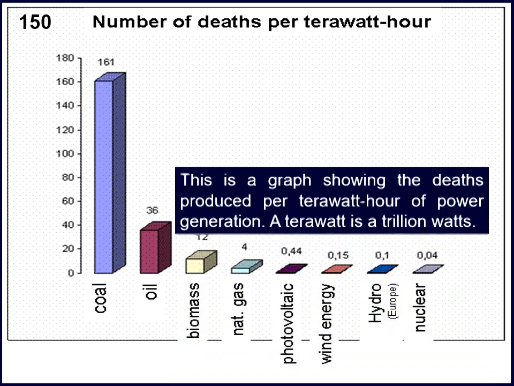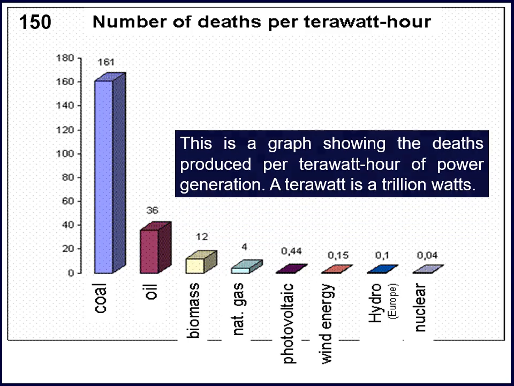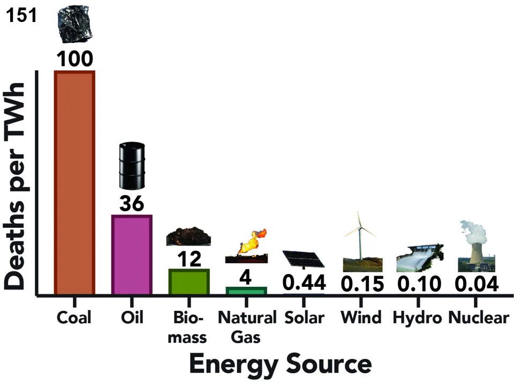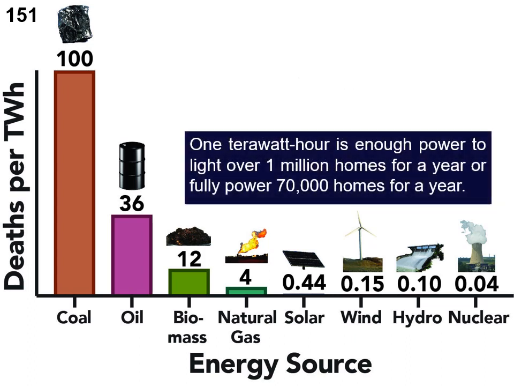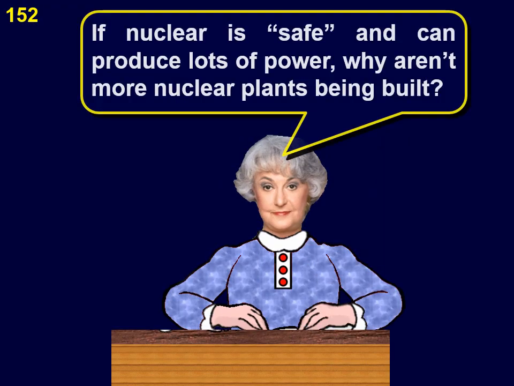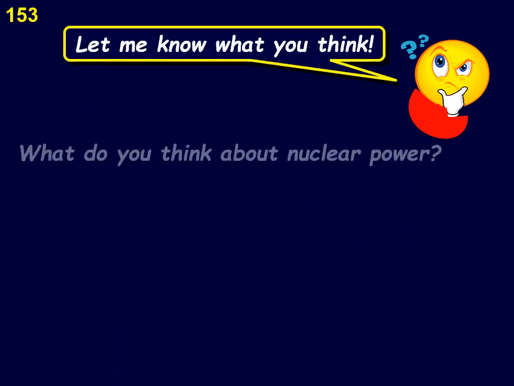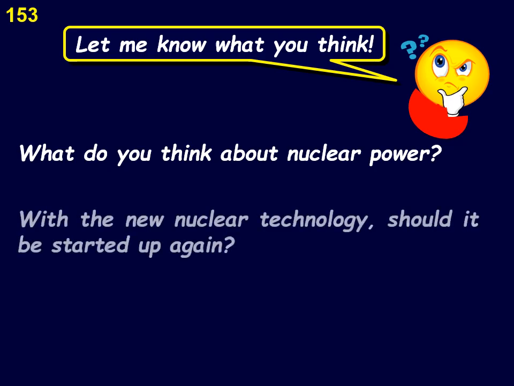A terawatt is 1 trillion watts. 1 terawatt-hour is enough power to light over 1 million homes for a year, or fully power 70,000 homes for a year. If nuclear is safe, and can produce lots of power, why aren't more nuclear plants being built? What do you think about nuclear power? With the new nuclear technology, should it be started up again?